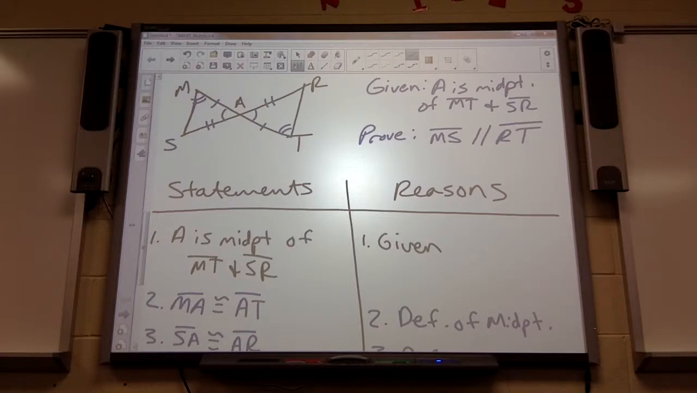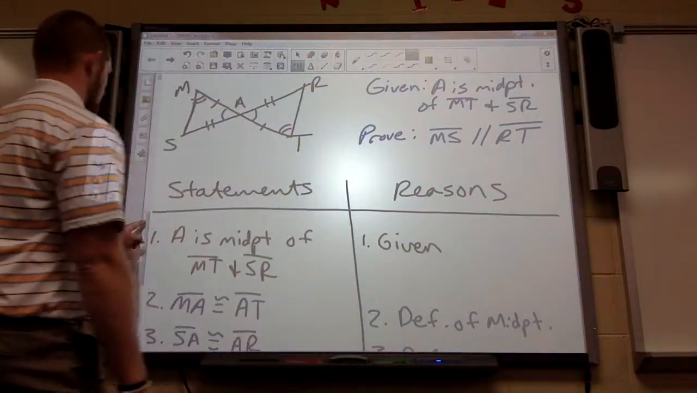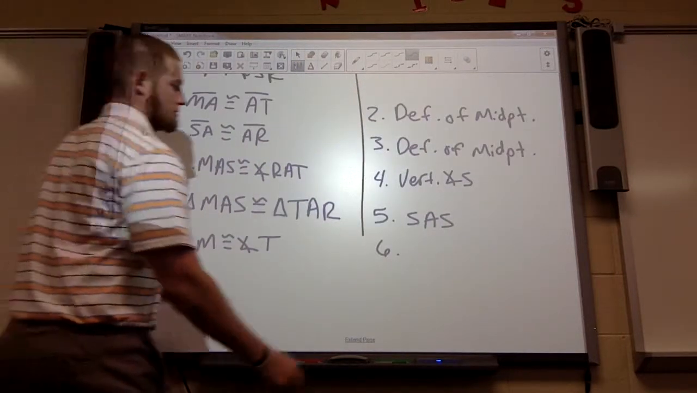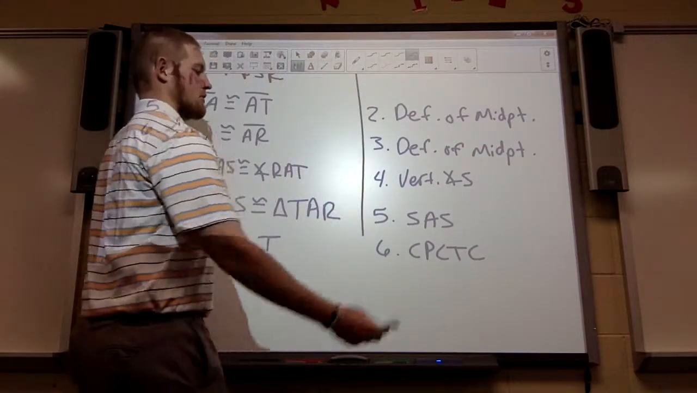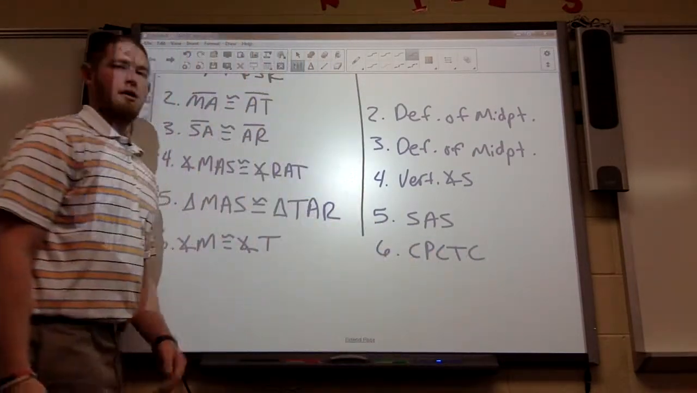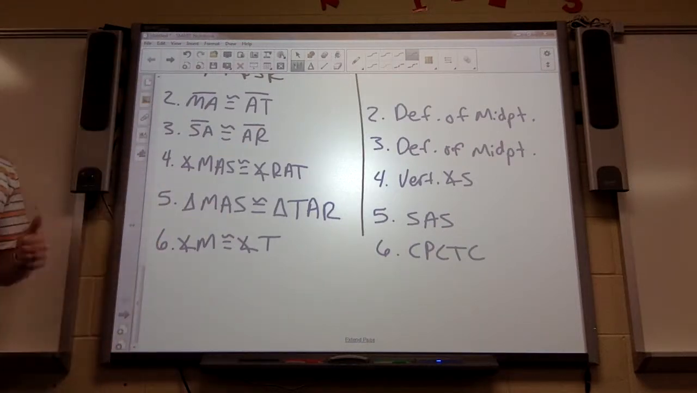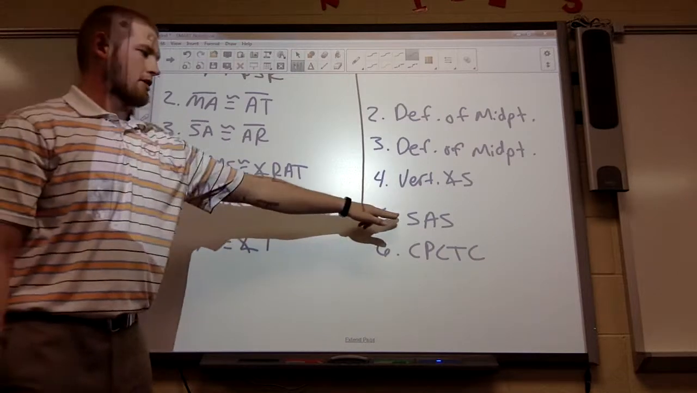Once I prove triangles congruent, what is my next step always going to be? Remember, your next step is always going to be CPCTC. Corresponding parts of congruent triangles are congruent. That is always true. That will always be your step after you prove triangles congruent.